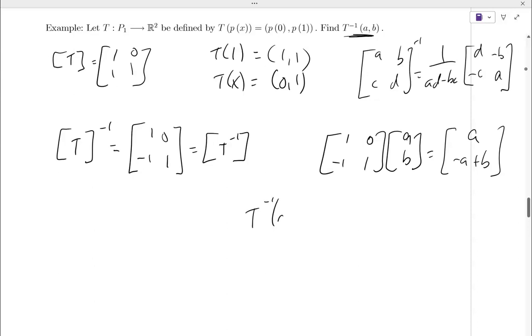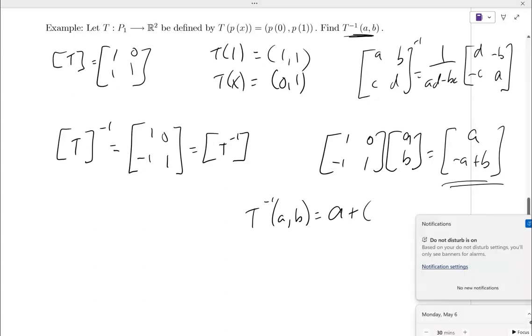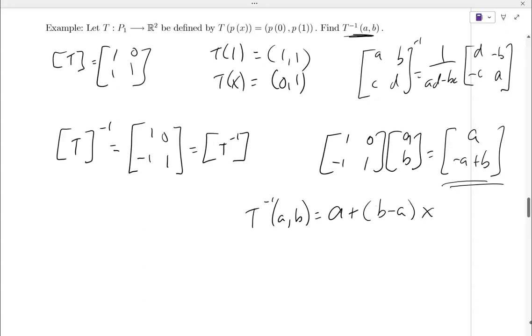So if I want T inverse of (a, b), what's the constant term going to be when it comes out? No, these are the coordinates. So what's the constant term going to be? What's your standard basis for P1 again? 1 and x. So what are we going to multiply by the 1? A. What are we going to multiply by the x? Yeah, the b minus a, the -a plus b. Yep. That's what we'll get out.